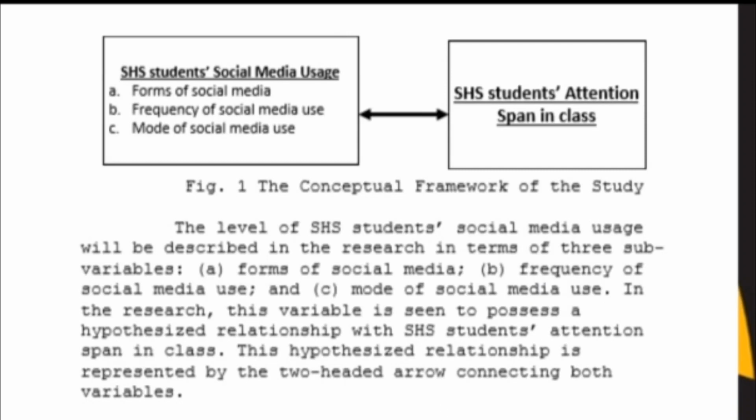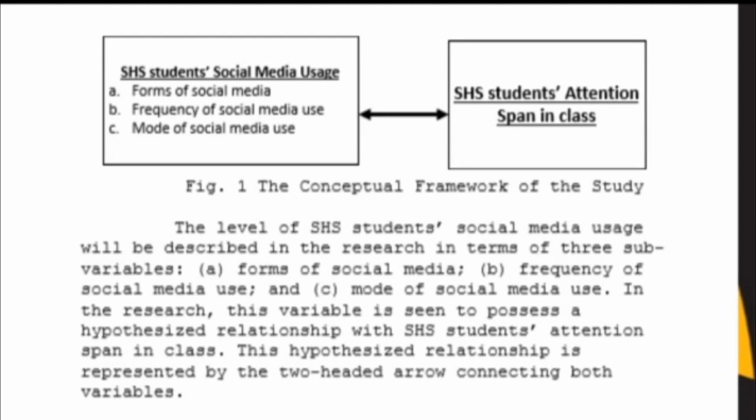In the research, this variable is seen to possess a hypothesized relationship with senior high school students' attention span in class. This hypothesized relationship is represented by the two-headed arrow connecting both variables. As you can see here, this is now the example of a conceptual framework. So you are just going to show in a graphical presentation or in a diagram the relationship of the concepts, or simply saying the variables under study.